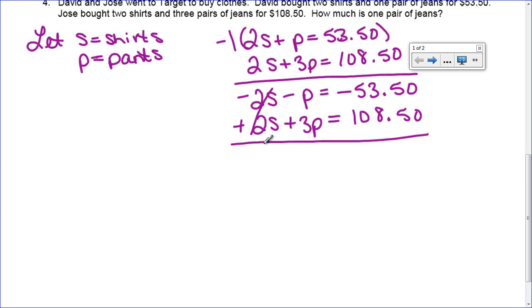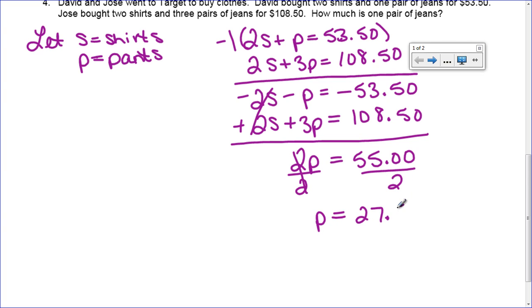So now I can add those up. Now my S's cancel. And so I have -P plus 3P makes 2P. And when I do -53.50 plus 108.50, it comes out to be 55. And then when I solve for P by dividing by 2, I get that P equals 27.50. And so 1 pair of pants, which is what they were asking for, is $27.50.